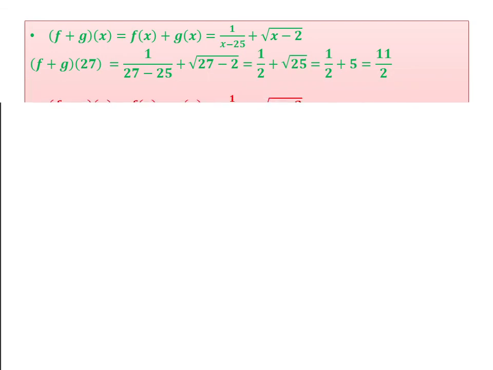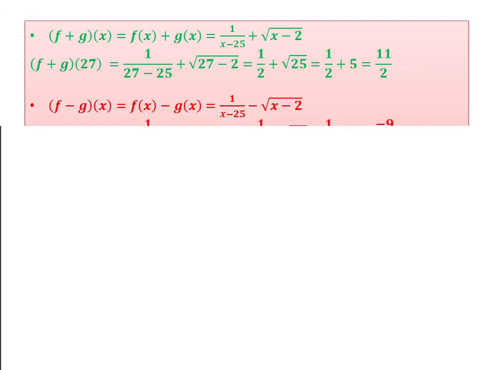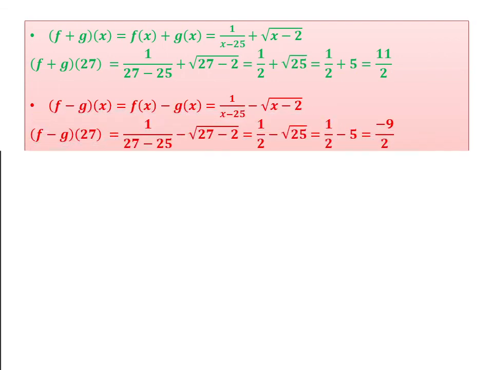Now for the difference, f minus g of x is equal to f of x minus g of x. As we see, we substitute for f of x, I have 1 over x minus 25 minus g of x, which is minus square root of x minus 2. Again, we plug in the 27 for each x, we arrive at f minus g of 27 equal to minus 9 over 2.